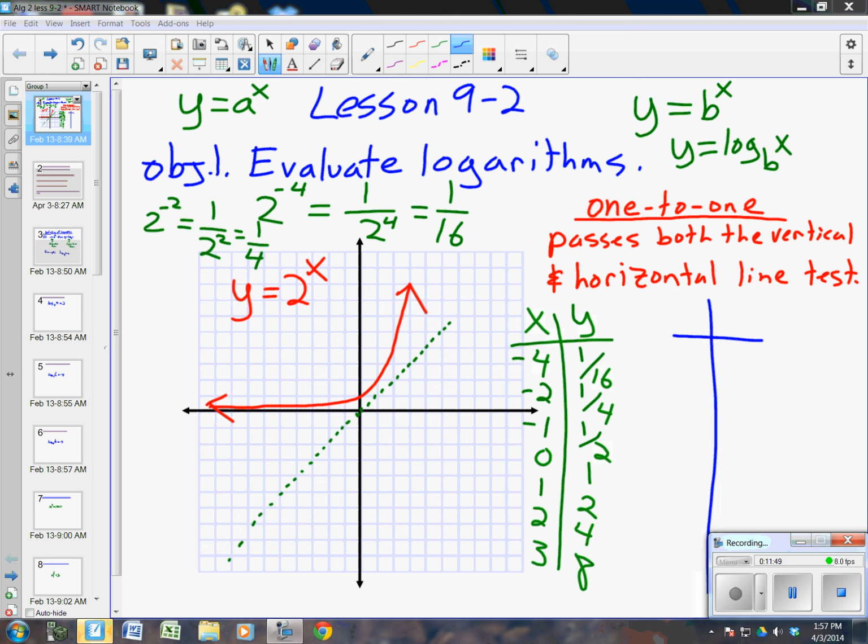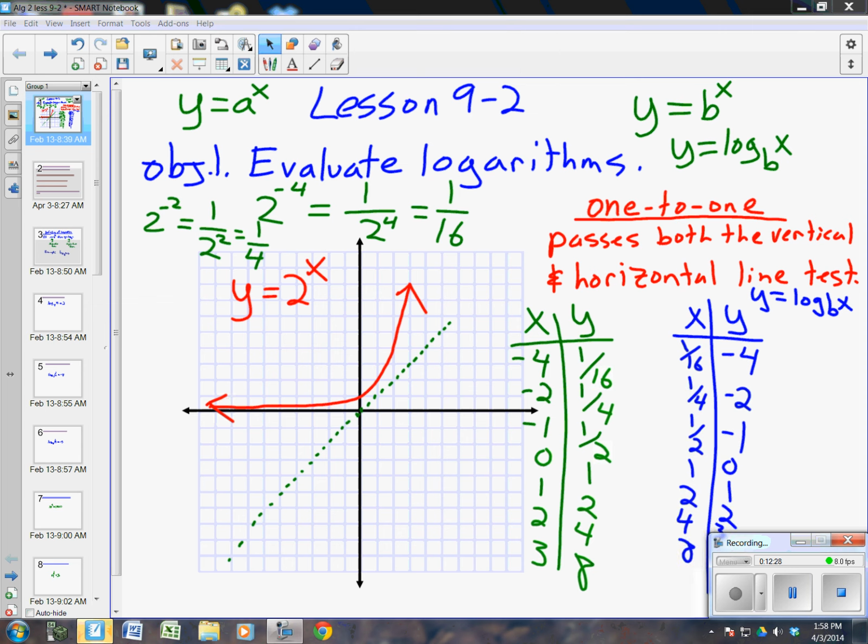So we're going to make a new function. This is for y equals log base b of x. And we are going to swap x and y. So what's my first set of coordinates? 1/16, -4. What's my next one? 1/4, -2. What's my next one? 1/2, -1. What's my next one? 1, 0. 2, 1. 4, 2. And 8, 3, right? And 8, 3.